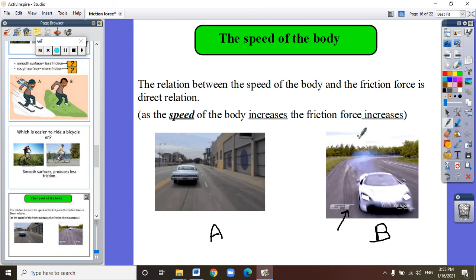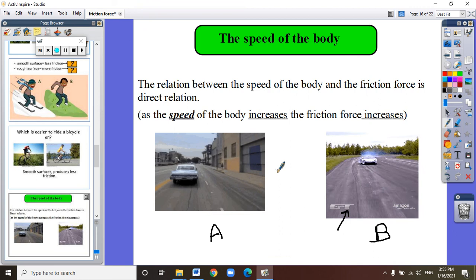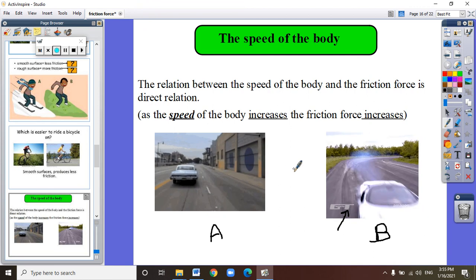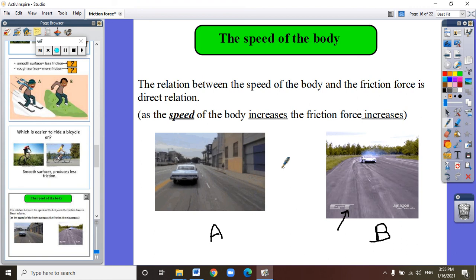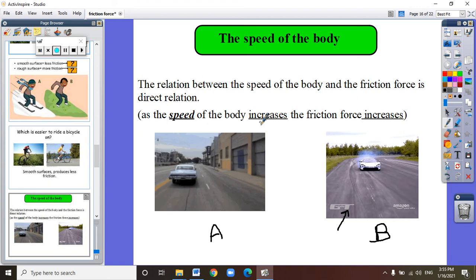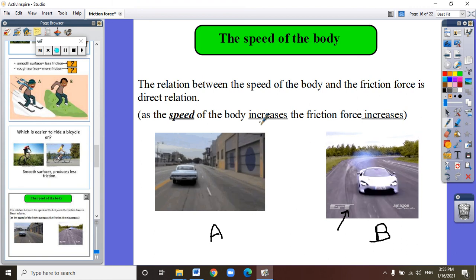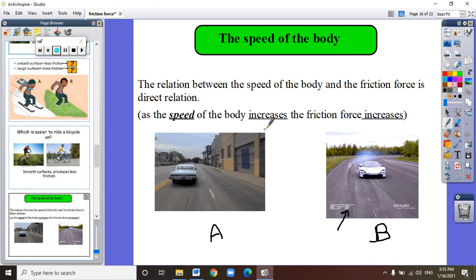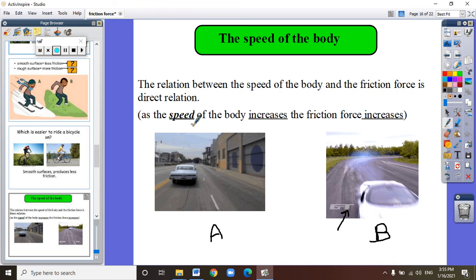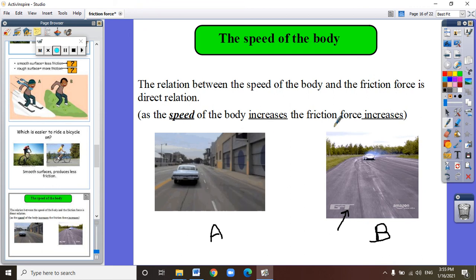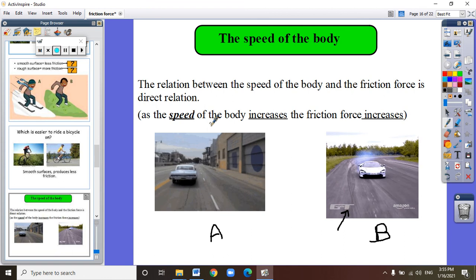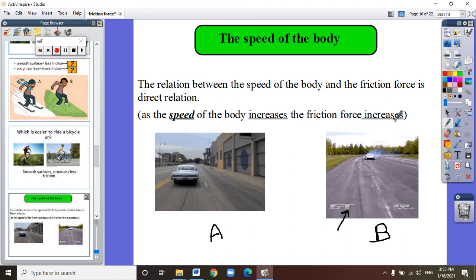Okay? If I have two boys, one is walking and the other is running, and they want to stop, which one will take a large amount of friction force to stop? Very good. The boy who is running. So when the speed of the object increases, the friction force will increase. Between the speed and the friction force, there is a direct relation.